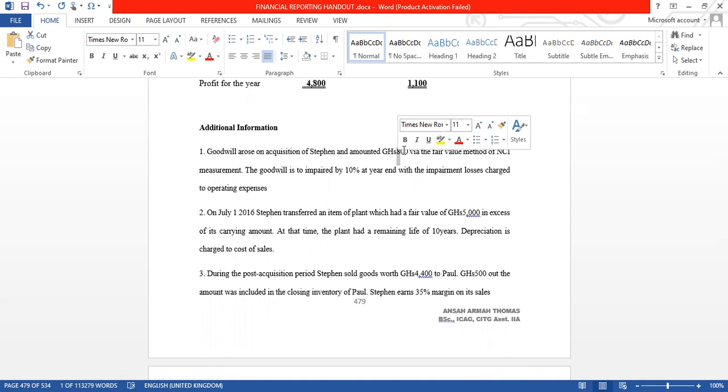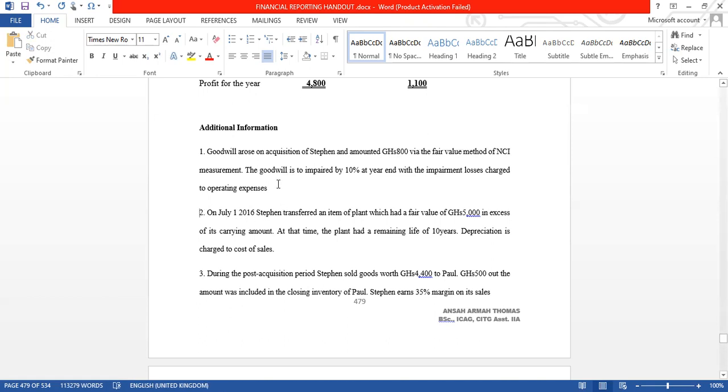All that we need to do is factor the goodwill impairment in our NCI computation. Note that we need to factor in the full impairment, please, the full impairment, in our NCI computation. That's all.